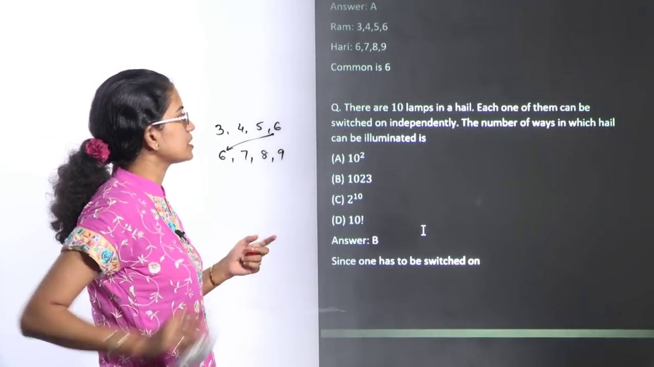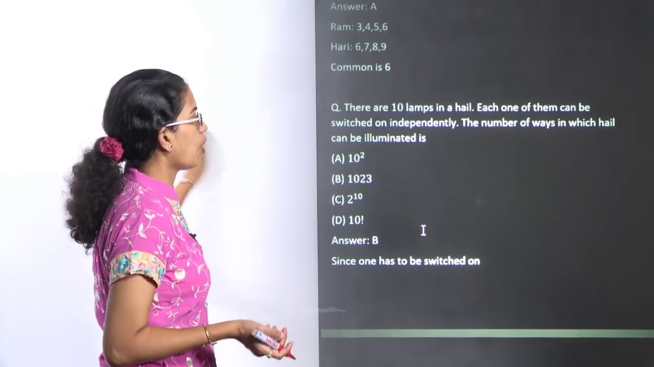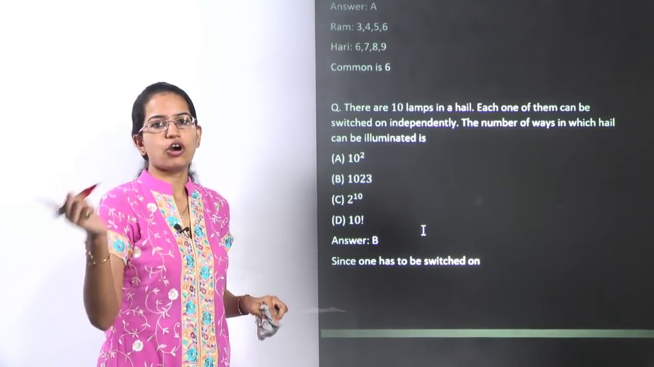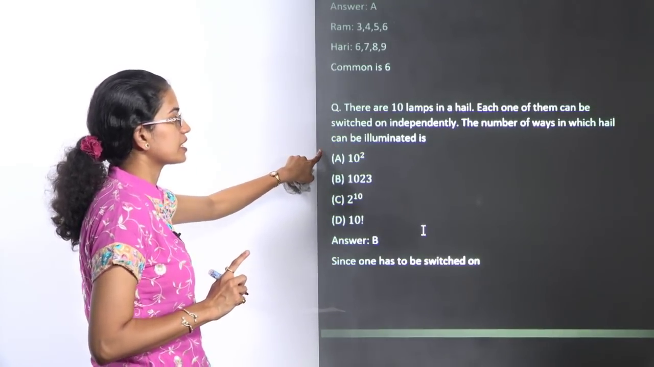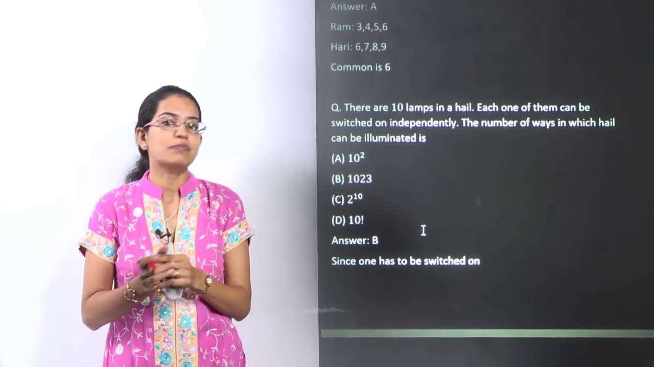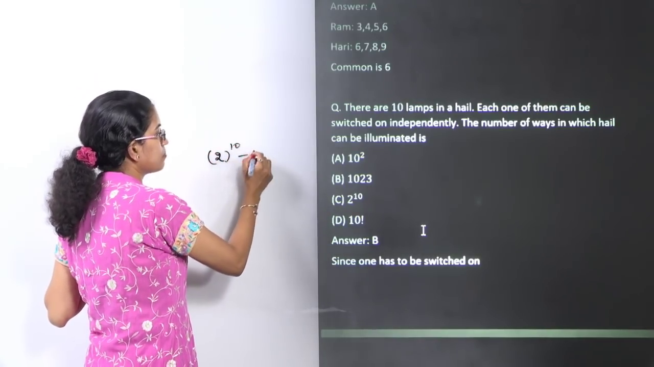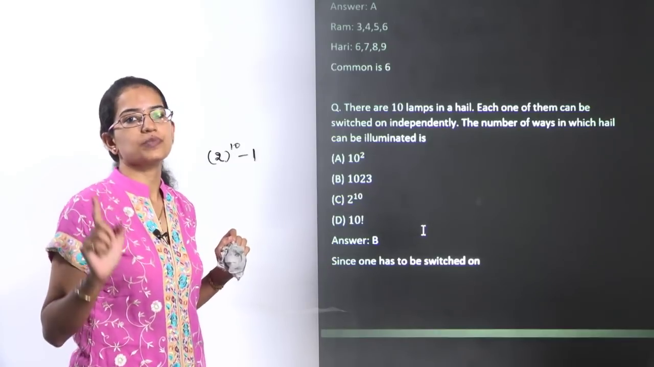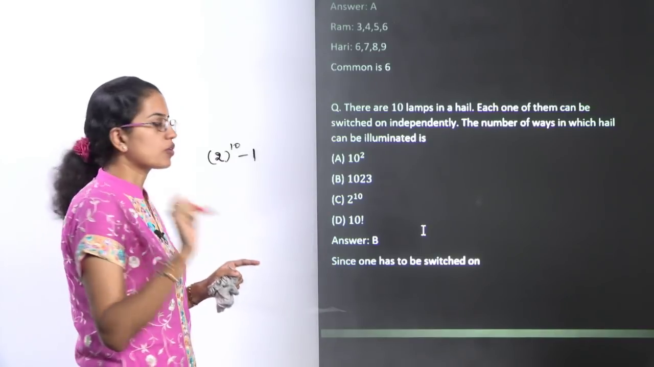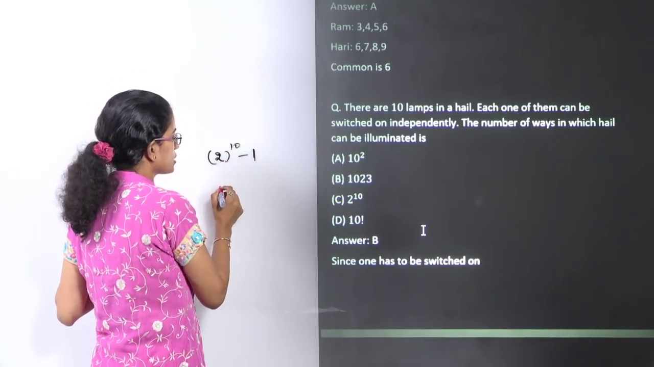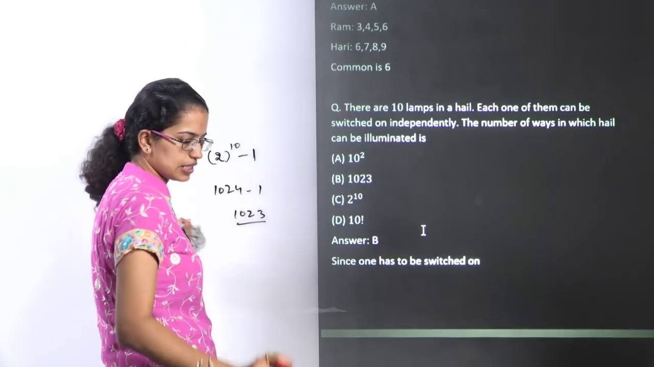The next is, 10 lamps are in the hall. There are 10 lamps in the hall. Each one of them can be switched on independently. So what could be the combinations? On and off, on and off. But since the number of ways in which the hall can be illuminated is asked, if it is illuminated, that means one of them has to be on always. So what would be the possible combination? It could be 2 raised to power 10 minus 1 because 1 is always illuminated. So out of the total ways in which I can light that area, one of the lamps would always be illuminated. So 2 raised to power 10 is 1024, minus 1, that is 1023 would be our answer in this case.